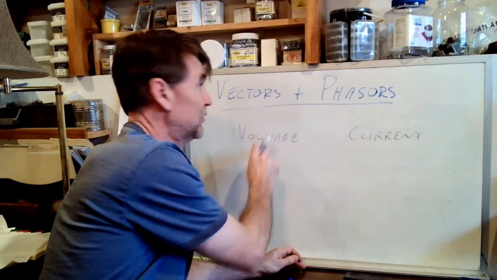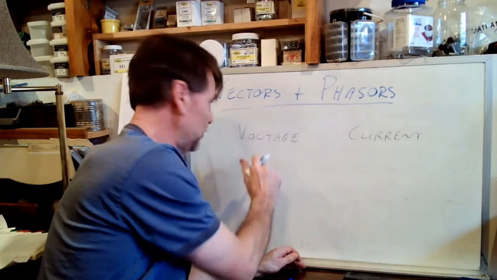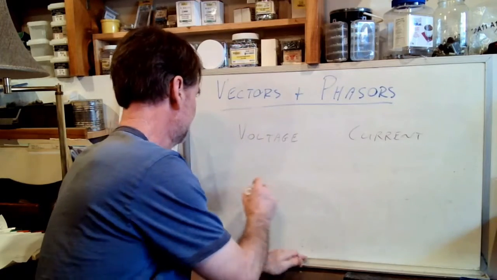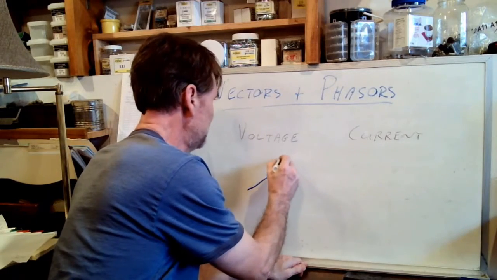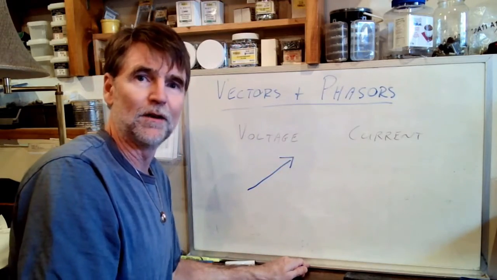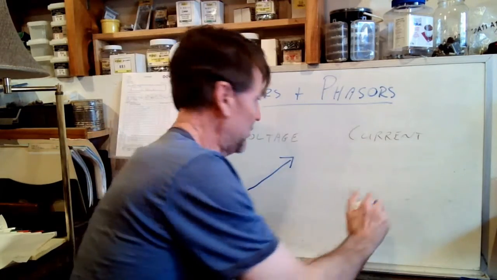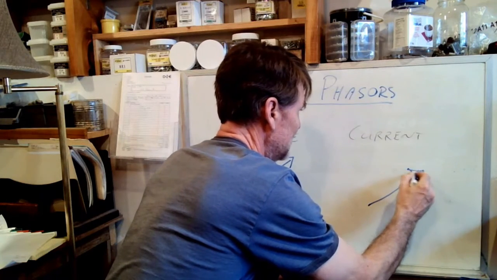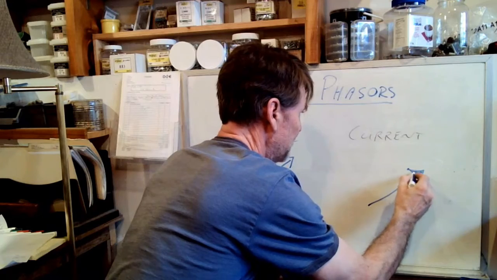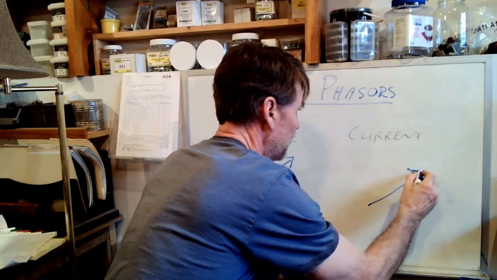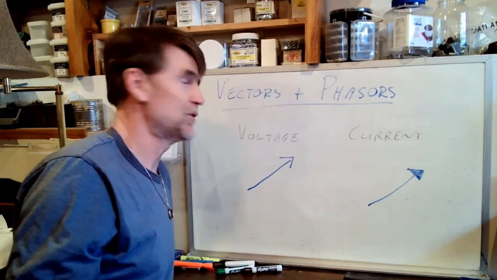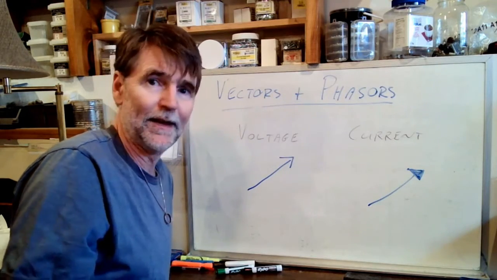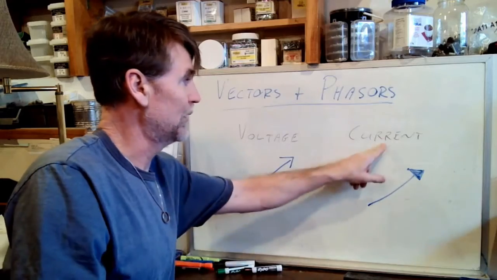When we draw a vector or a phasor representing the voltage in our circuit, we will do so using an arrow that looks like that. When we're talking about current, we will use an arrowhead that is closed in. Okay, so we will draw our vectors or our phasors a little bit differently so that we can tell at a glance whether we're talking about voltage or whether we're talking about current.